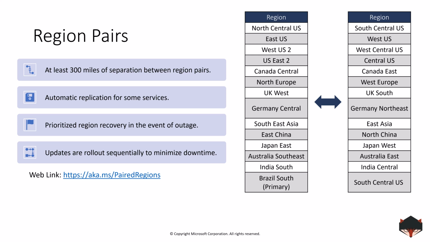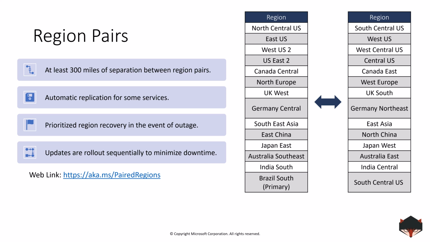For example, if a region was affected by a natural disaster, services would automatically fail over to the other region pair. Let's talk about an example of region pairs in Azure: West US is paired with East US, and Southeast Asia is paired with East Asia. Because the paired regions are directly connected and far enough apart to be isolated from regional disasters, you can use them to provide reliable services and data redundancy.